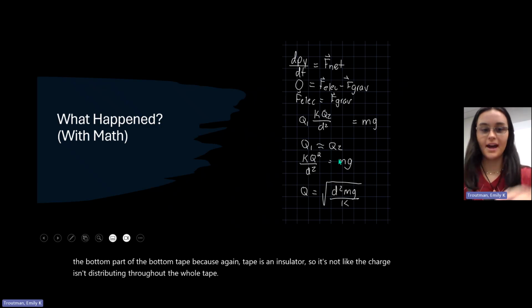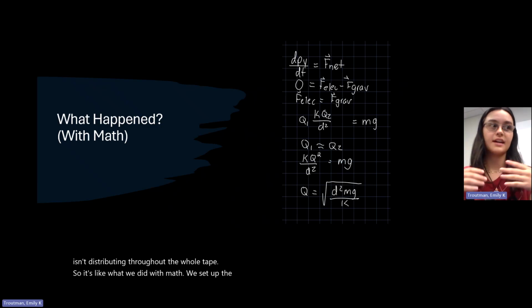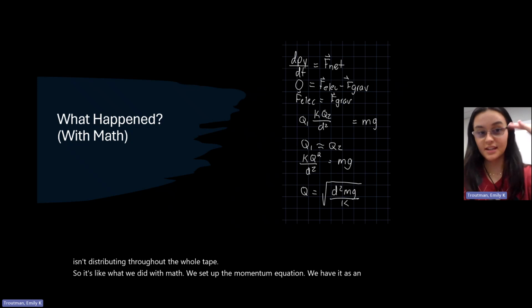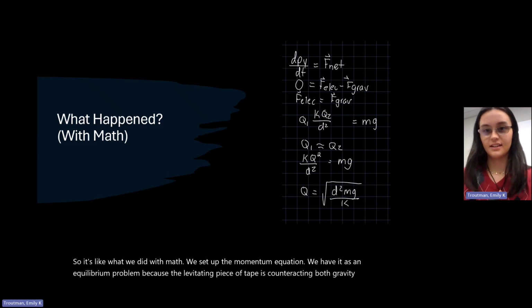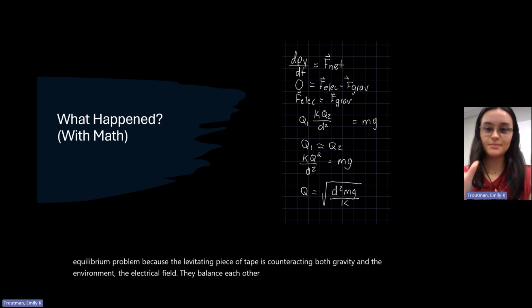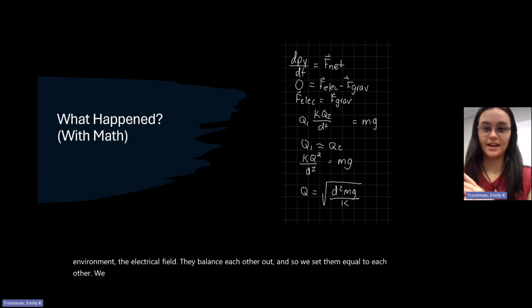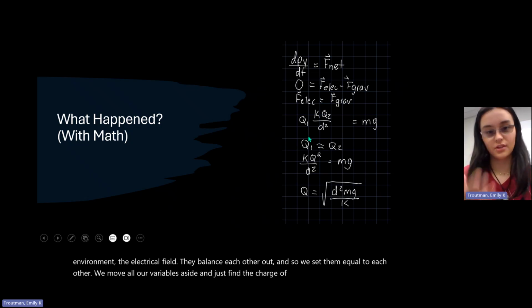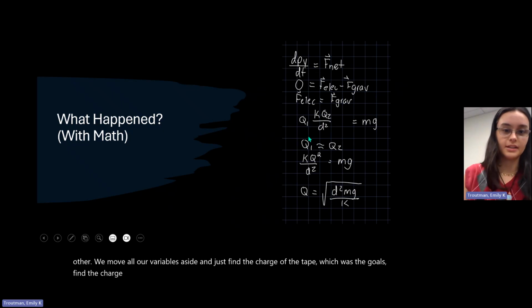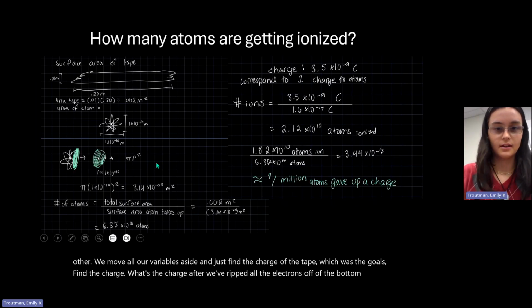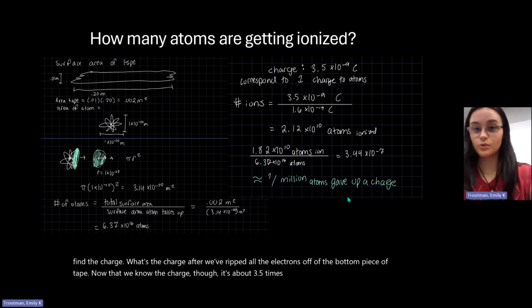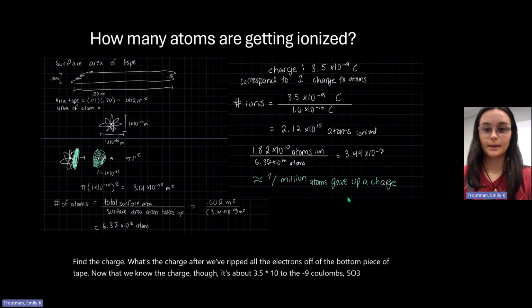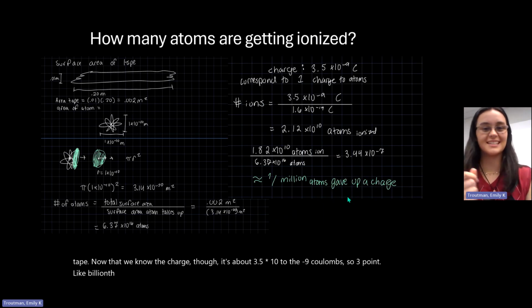So let's look at what we did with math. We set up the momentum equation. We have it as an equilibrium problem because the levitating piece of tape is counteracting both gravity and the environment, the electric field. They balance each other out, and so we set them equal to each other. We move all our variables aside and just find the charge of the tape, which was the goal. What's the charge after we've ripped all the electrons off of the bottom piece of tape? Now we know the charge is about 3.5 times 10 to the negative 9 coulombs, so 3.5 billionths of a coulomb, I guess.